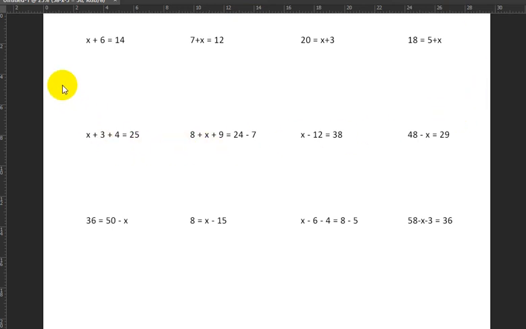Hello everyone, in today's video we will be reviewing equations. So we will begin today by reviewing addition and subtraction, the easiest two. So we'll start with addition.